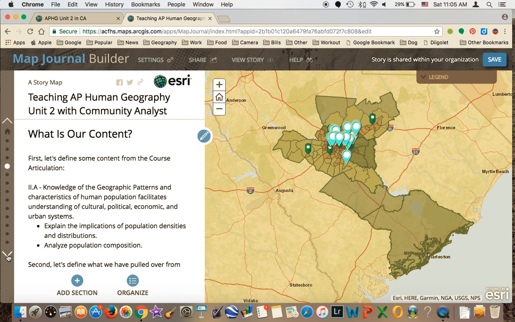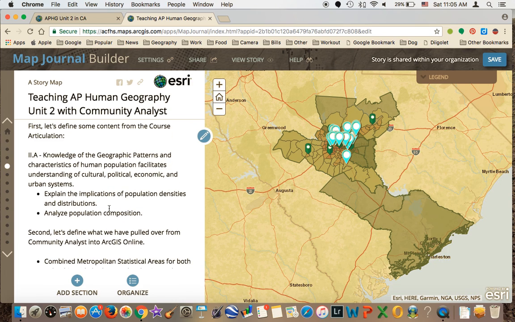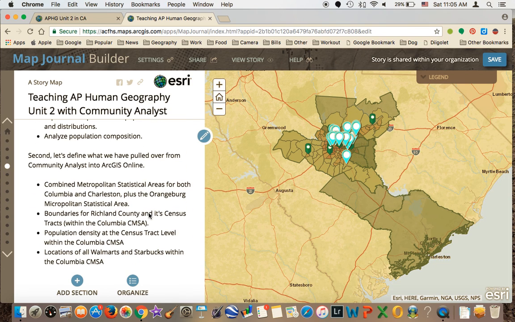In AP Human Geography, we know that sticking to the course articulation is really important for our students and our instructional planning. So Unit 2, I've pulled some items from that. We need to be able to explain the implications of population densities and distributions. We also need to analyze population composition. Now in Community Analyst, we've asked it to help us look at those concepts.